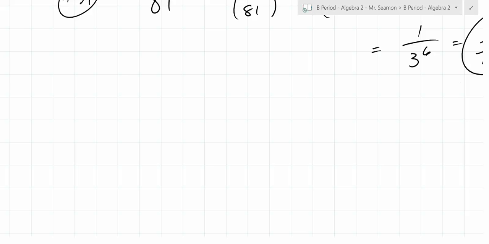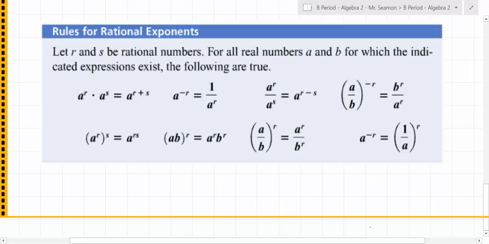Nothing else. Okay, put everything away. Exponent rules that you now know: all of the exponent rules that you have worked with, the same thing applies to rational exponents. The same thing applies.